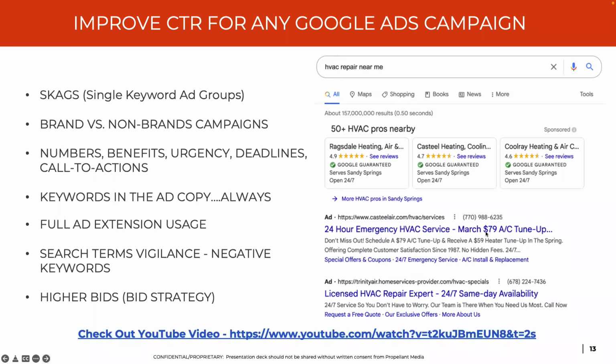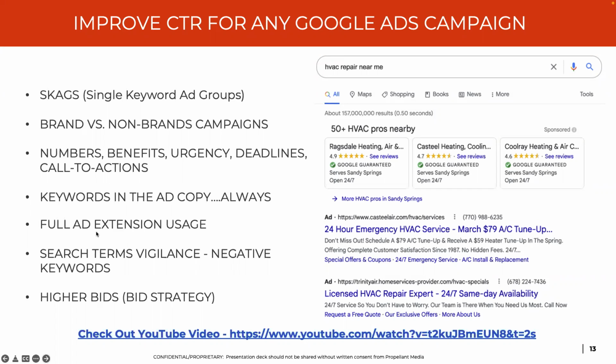They even have a March special that's in their ad copy. It just has a tendency to draw the eyes to the ad copy. They're also using title cased versus sentence cased. That's when the first letter of each word is capitalized. Really, really helpful from that standpoint. Also, as I mentioned before, you want to have your keywords in the ad copy. Always, always, always improves your ad relevancy scores and all that.